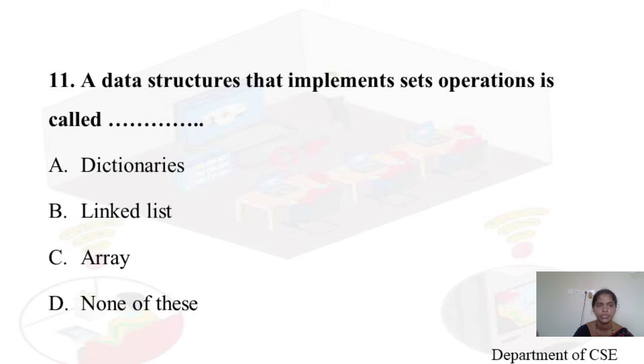So this will end the multiple choice questions in this session. Sorry, two more are there anyhow. A data structure that implements set operations is called what? Which data structure helps us perform set operations? It is dictionaries. Dictionaries are the data structures which help us perform operations related to sets.